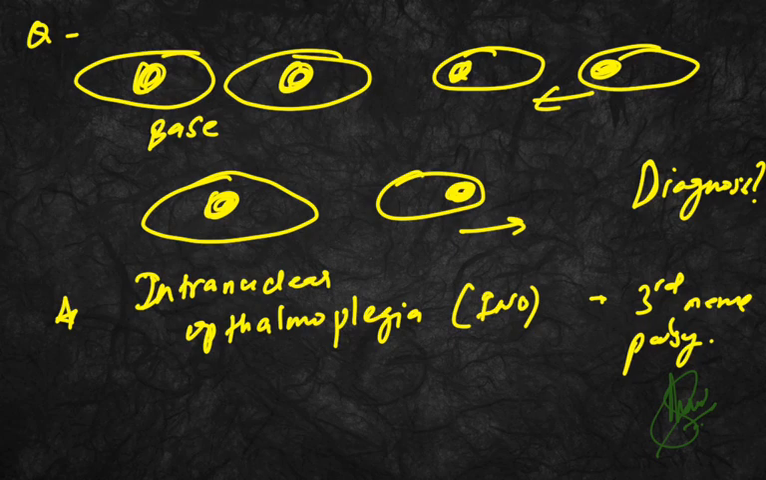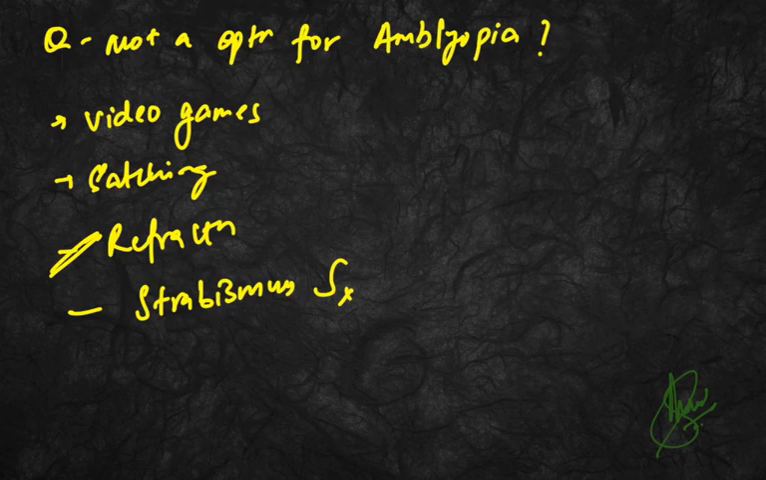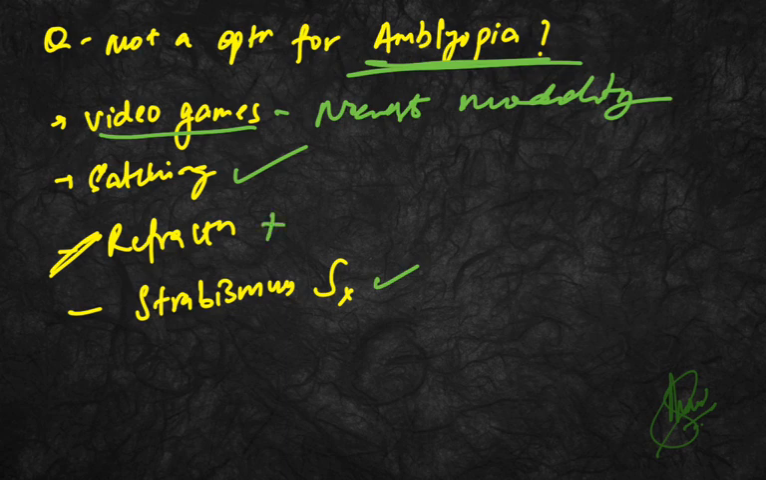Now, this was an ophthalmic question. At baseline, both the pupils are in the center. When the patient is looking left, both the pupils are moving. When looking right, one of them is moving towards right, one is not. So the diagnosis is internuclear ophthalmoplegia and not third nerve palsy. Which is not an option for treatment of amblyopia? Video game is the newest modality for the treatment, and patching you all know. Strabismus surgery is also. Refraction is not a treatment, it is to find out.